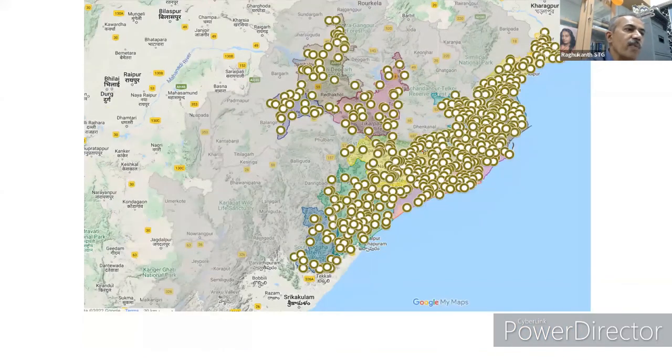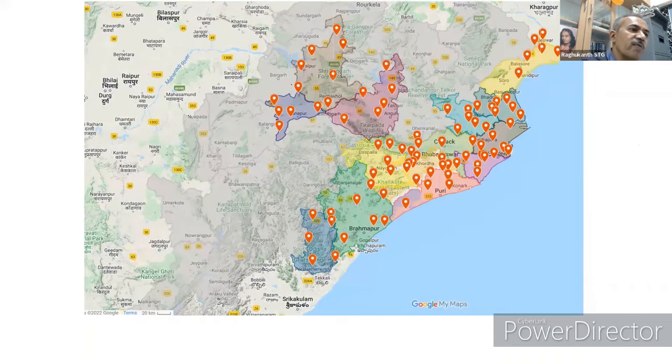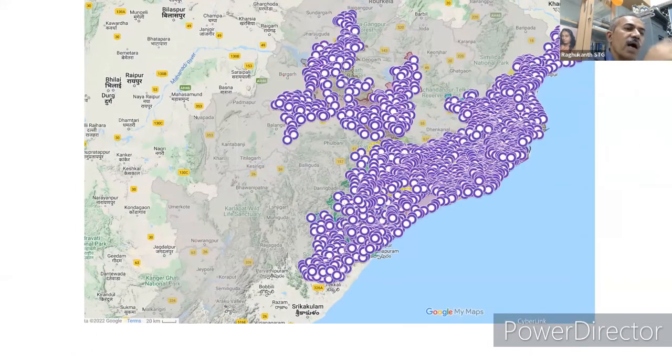Now coming to the primary health centers, so this many centers are there, distributed across all these 10 or 11 districts. From this we have done stratified sampling and identified only these buildings. These are the hospitals where we will be doing a detailed study. And these are the sub-centers, the sub-health centers; there are many of them.